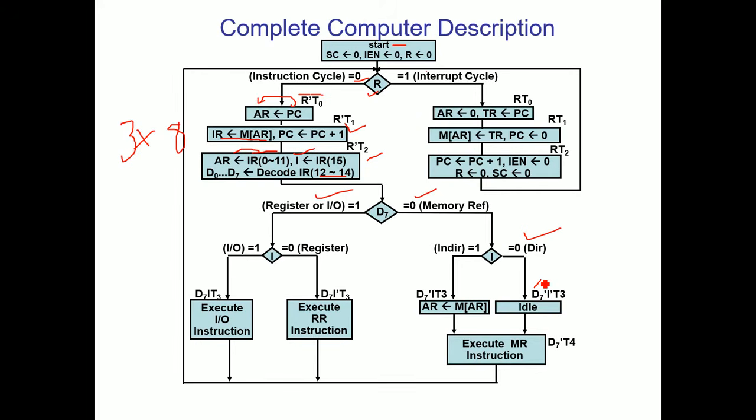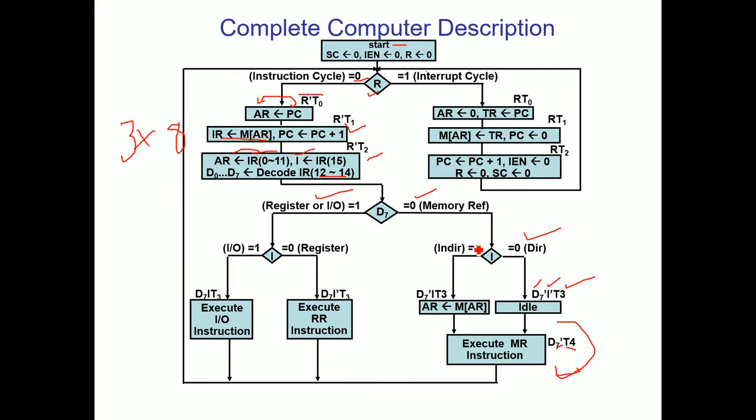So this can be written as D7 value is 0, so D7 dash, and I value is 0, so I dash. The next timing signal after T2 is T3. Next, execute the memory reference instruction. This can be written as D7 dash and T4. We should not write I here because the value of I may be either 0 or 1.